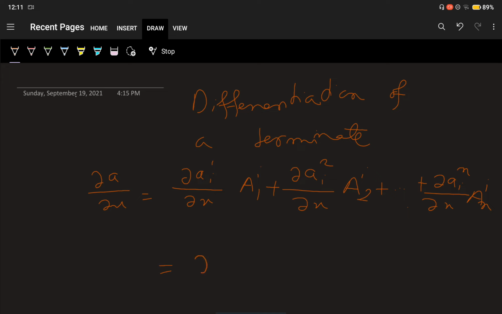So del aj i divided by del x times Aij. These indices are contracted, and these indices are related. That can be written as such. And for the y component and z component, it is the same, and so on.